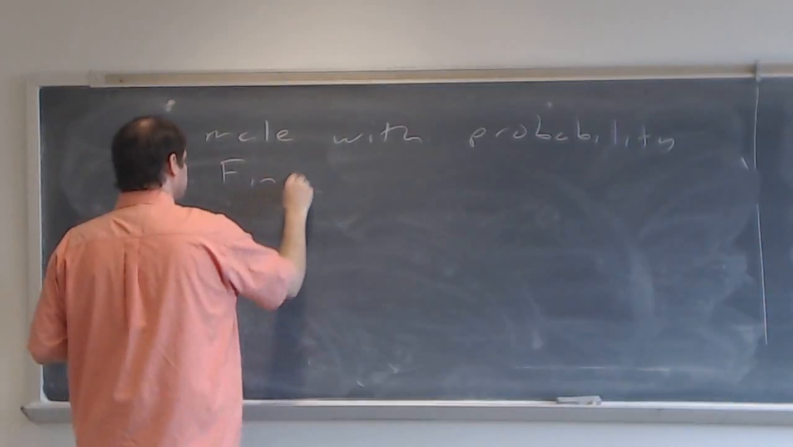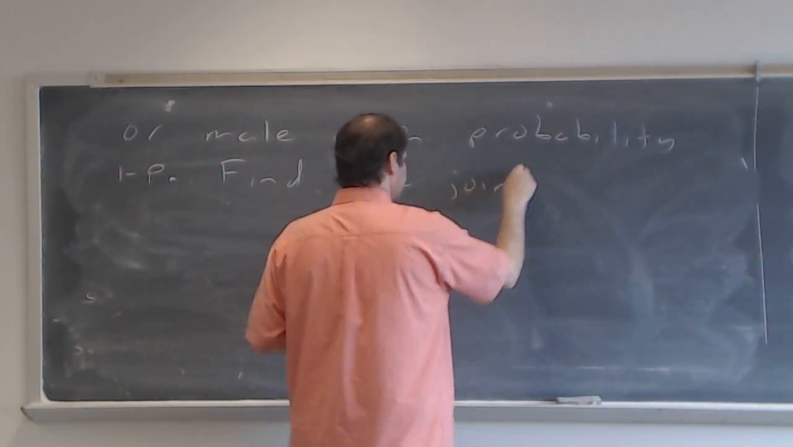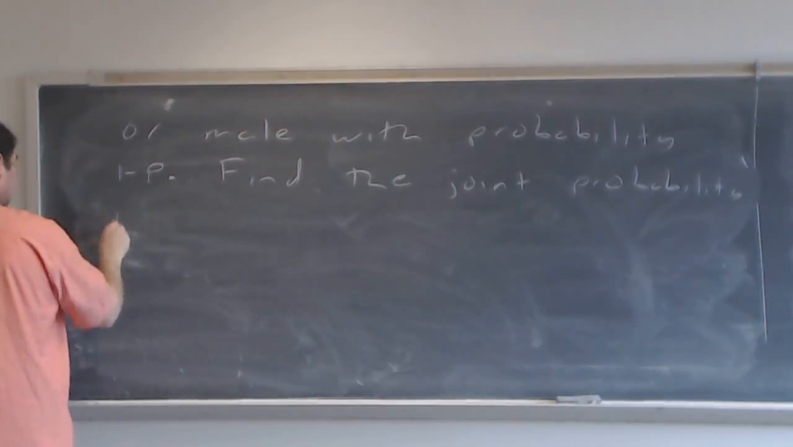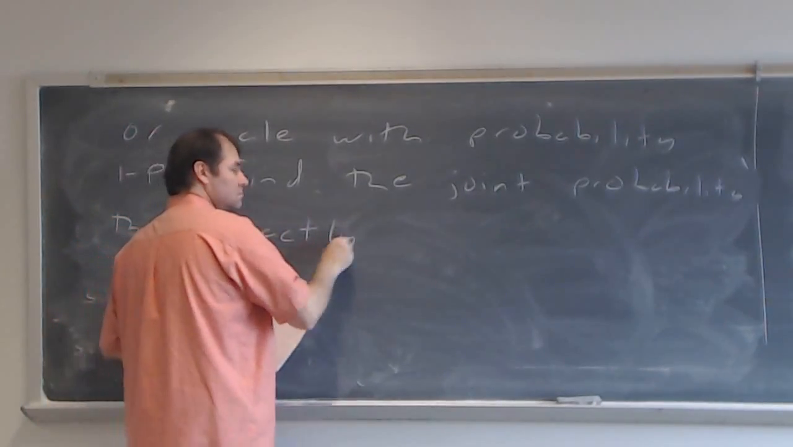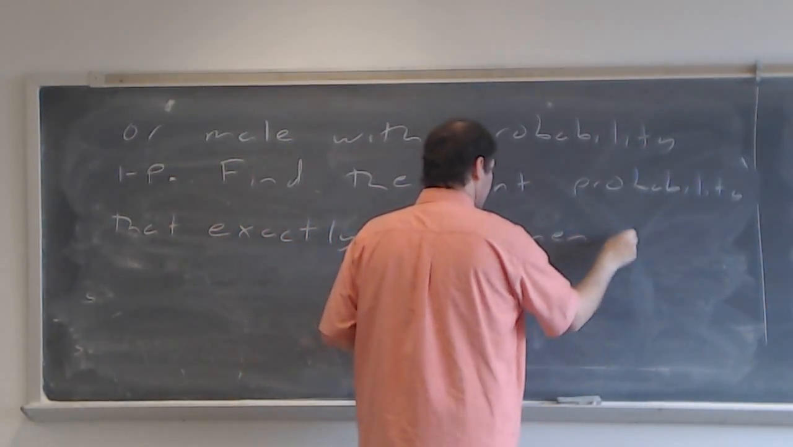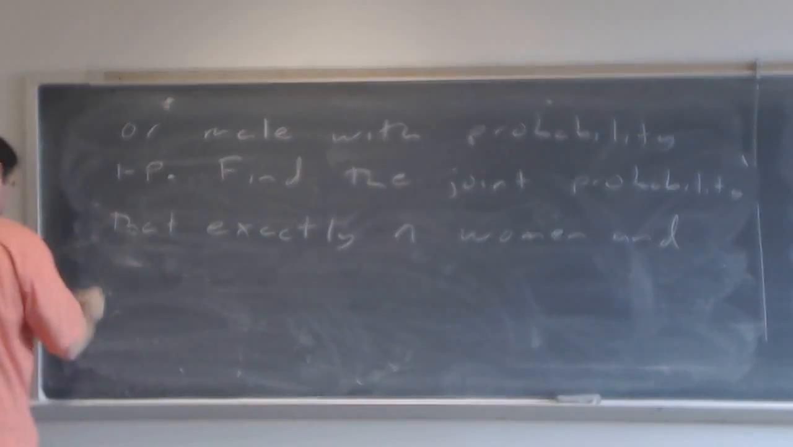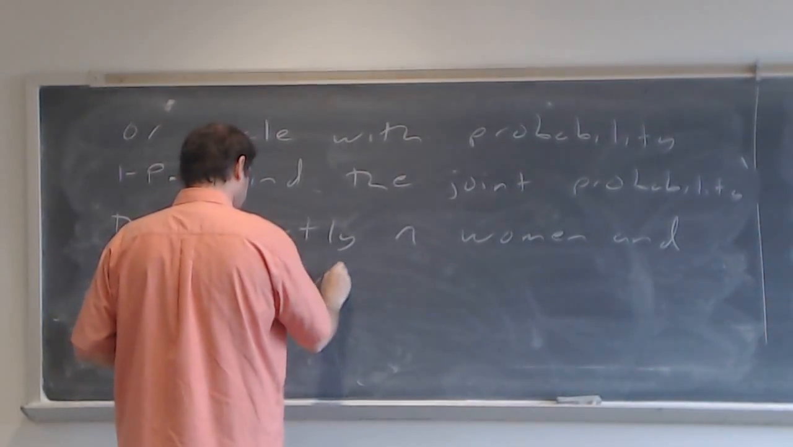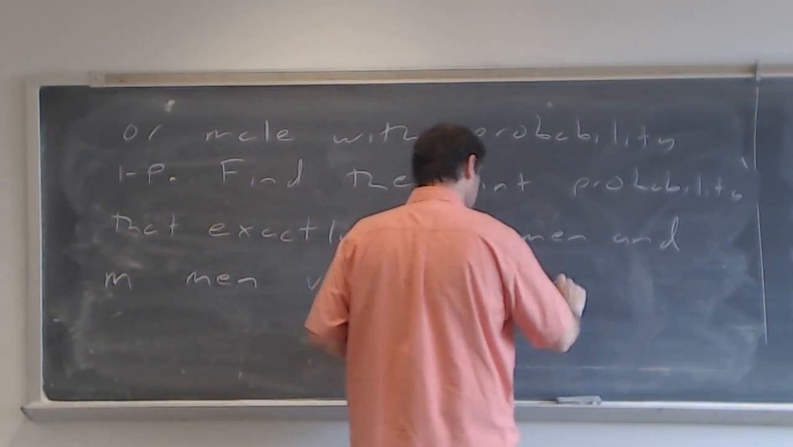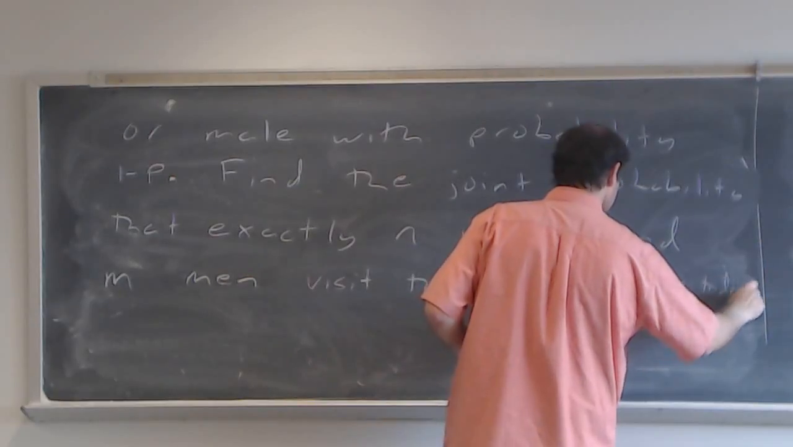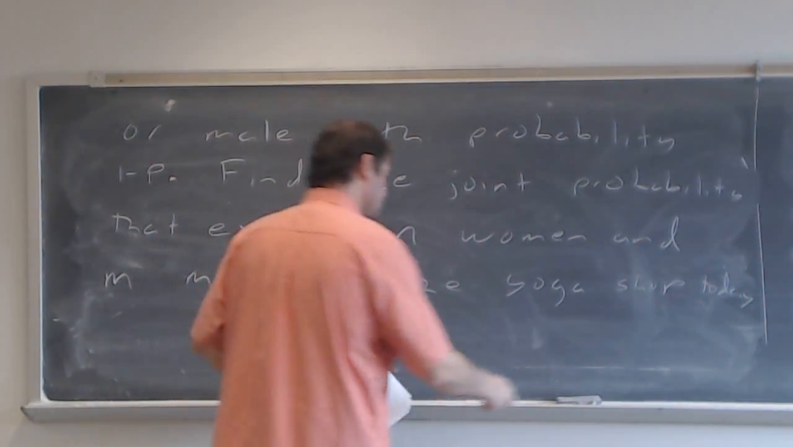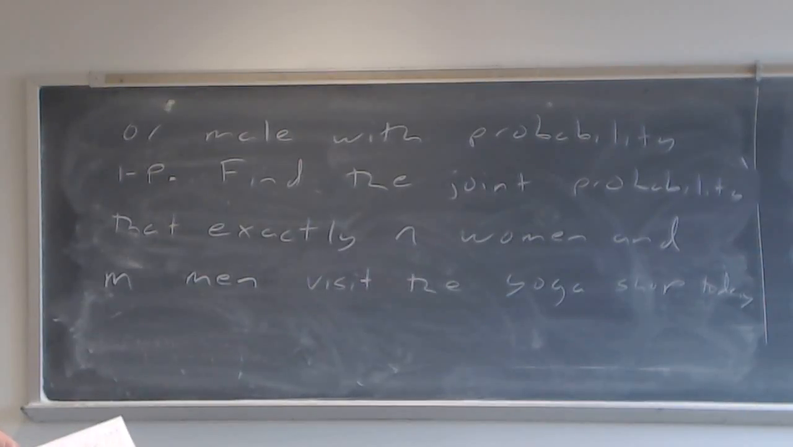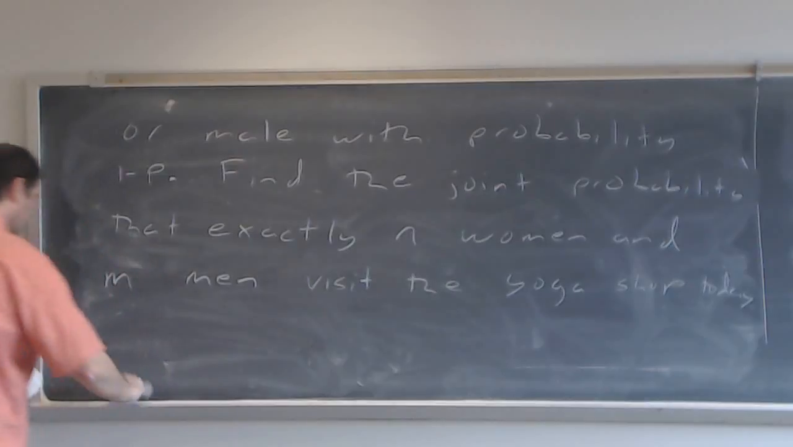Find the joint probability that exactly N women and M men visit the yoga shop today. So what we have is information about big N and information about the probability of a woman or a man coming in. So here's what we're being asked to find.